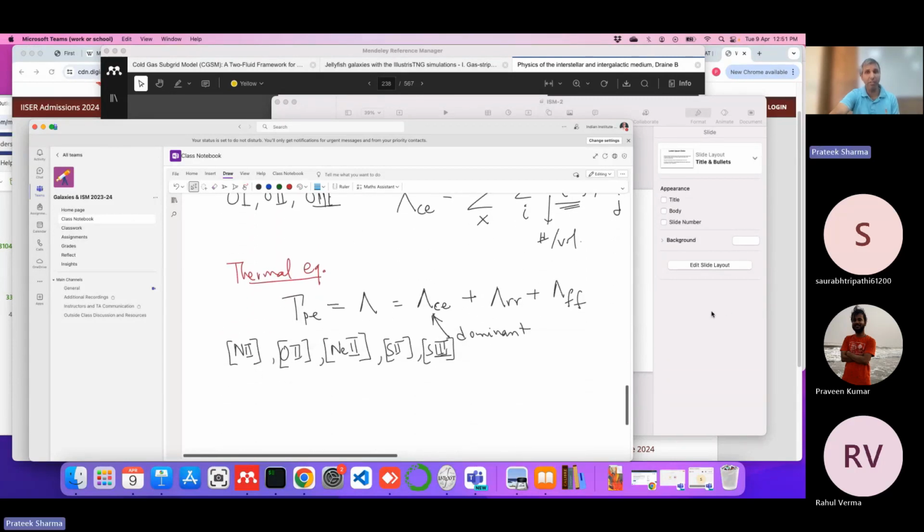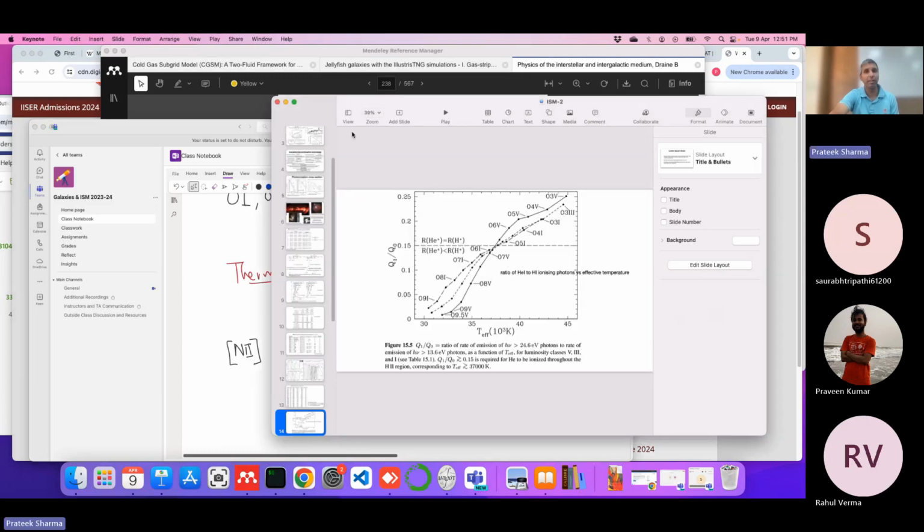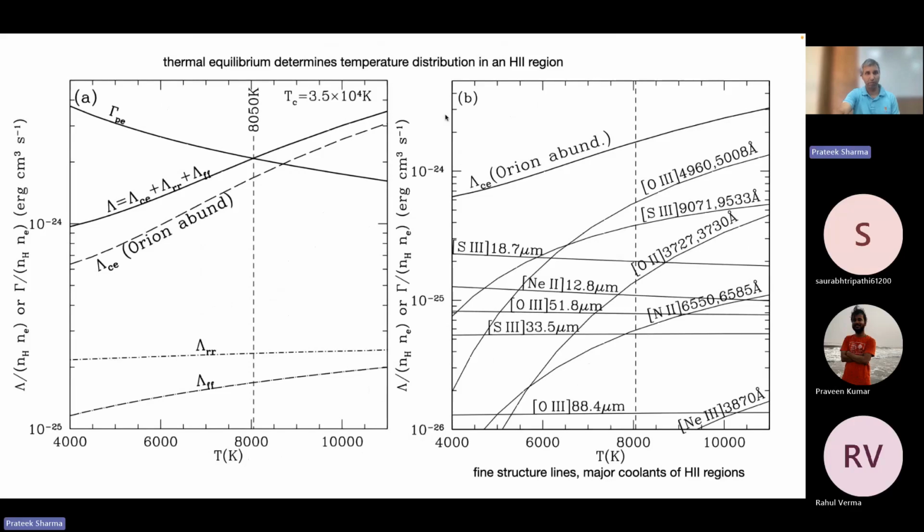It's much higher. So I'll show you quantitative things now. In fact, this is what it is. Thermal equilibrium determines the temperature distribution in an H2 region. Here this is gamma PE, the photoelectric heating per unit volume per unit time as a function of temperature. We had written it down: this was alpha_B N_H N_e times psi kT_c.